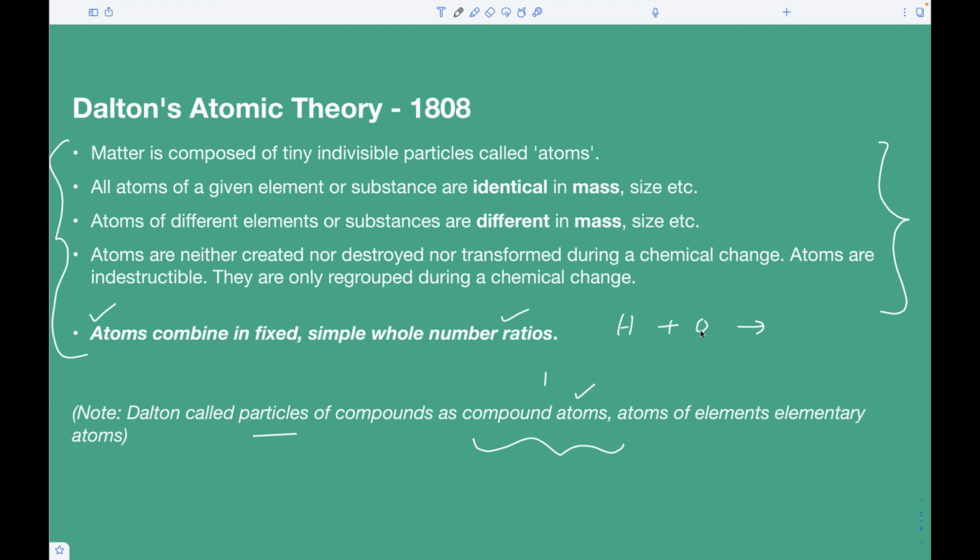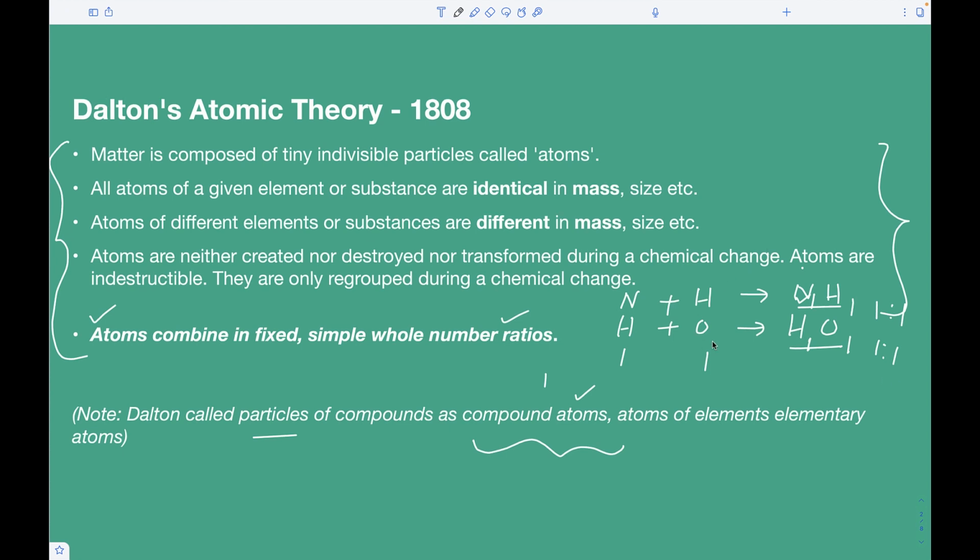So, in this case, he assumed that only one hydrogen atom combines with one oxygen atom to form one compound atom of water vapor. Or in other words, he assumed that in one compound atom of water vapor, there is only one hydrogen atom and one oxygen atom. In case of ammonia, he assumed that only one nitrogen atom combines with one hydrogen atom to form one compound atom of ammonia. So he again assumed that there is only one nitrogen atom and one hydrogen atom in one compound atom of ammonia. And you see, these ratios are simple whole number ratios.